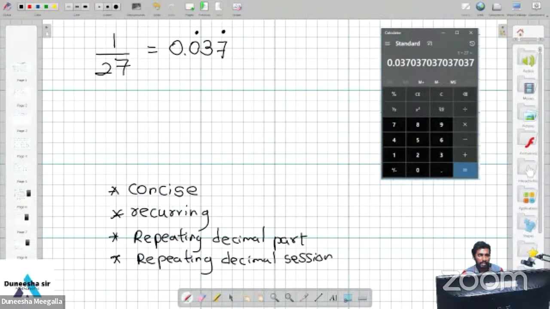Write down the names of the repeating decimals, other names. Consist decimal, recurring, repeating decimal part, repeating decimal section. We use these names.